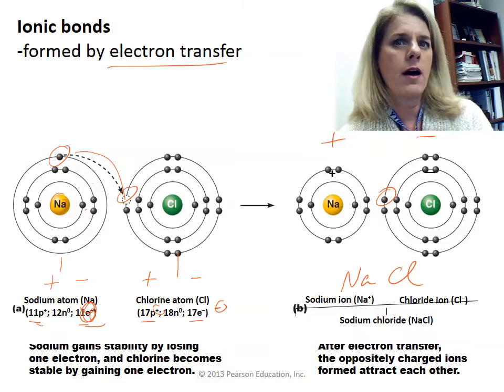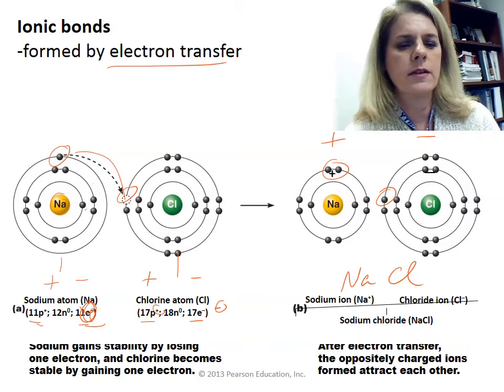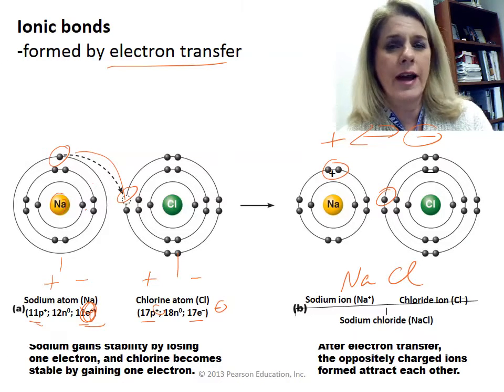So think about positives and negatives: opposites attract. Now that this is a positive atom and this is a negative atom, these two will bond together. And that's an ionic bond, when you transfer an electron from one element or one atom to another.